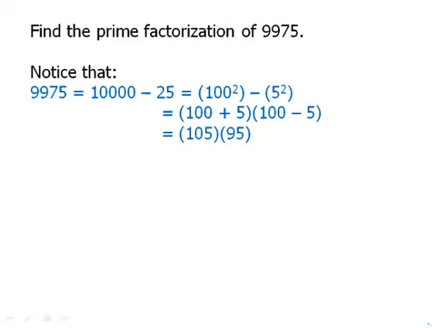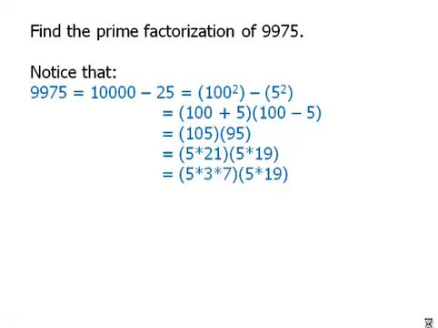And we can factor each one of those. 105 is 5 times 21, and 95 is 5 times 19. 21 we can factor into 3 times 7, and here's the complete prime factorization: 5 squared times 3 times 7 times 19. So in an instant, we get the prime factorization simply by making use of the difference of two squares formula.